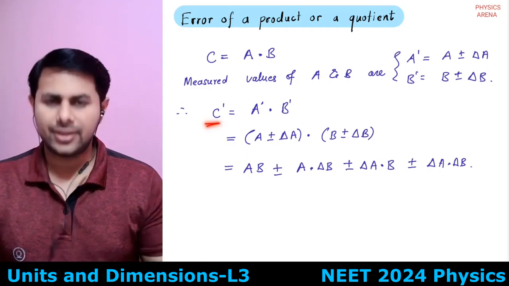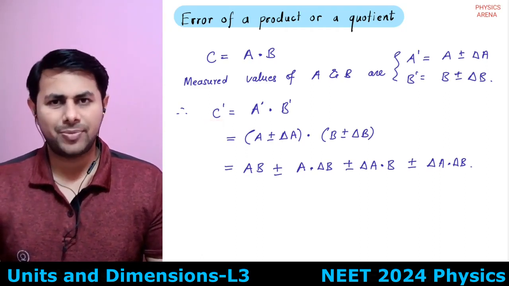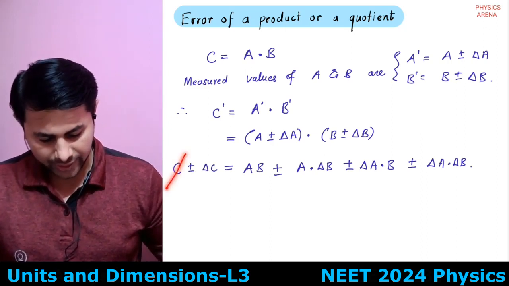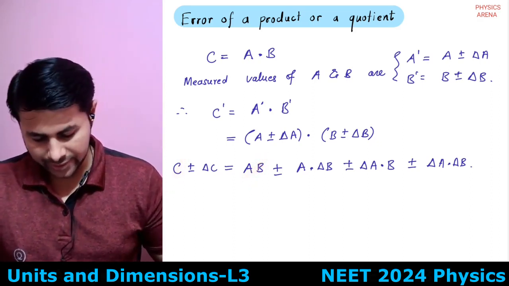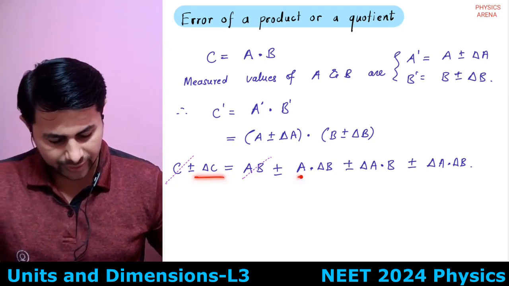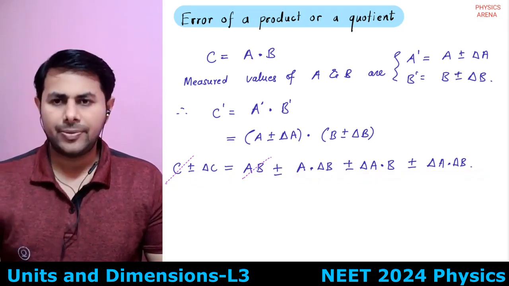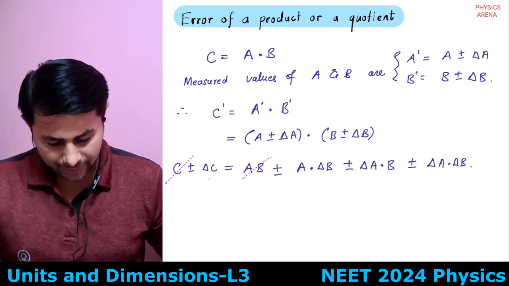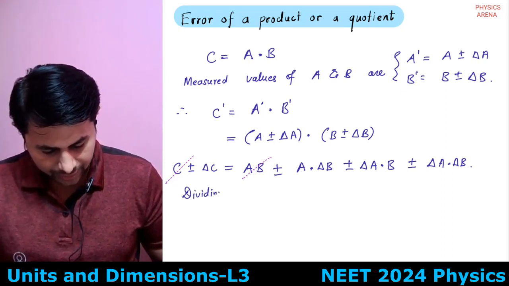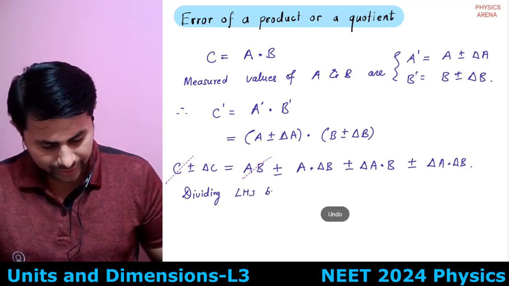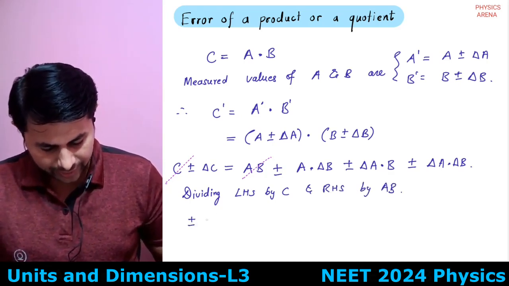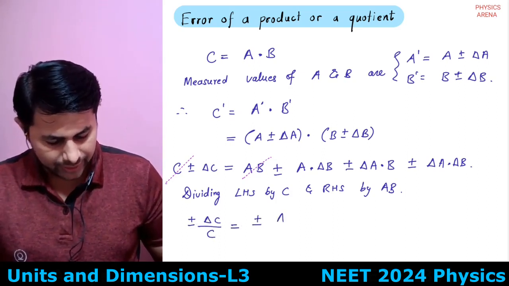And C prime can be written as C plus minus delta C. Okay, and now C can be cancelled with AB. So I will cancel C with AB, so this thing and this thing get cancelled out. So I get delta C equals to this. And now what I will do is I will divide the left hand side as well as the right hand side by C. Okay, so I will divide the left hand side by C and the right hand side by AB. What do I get? So I get plus minus delta C divided by C is equal to plus minus A times delta B.